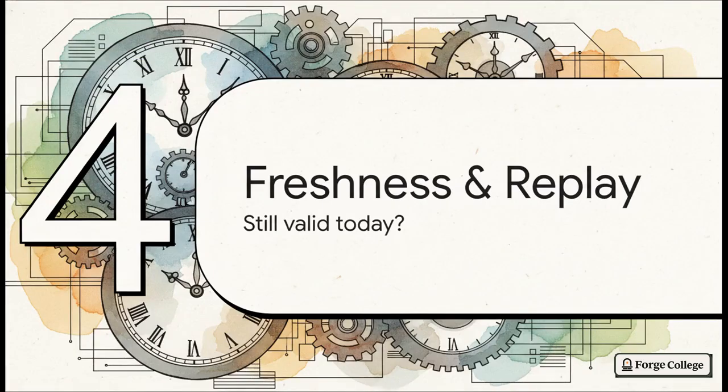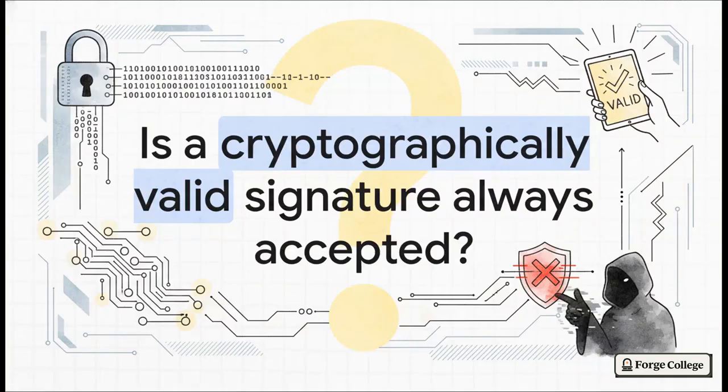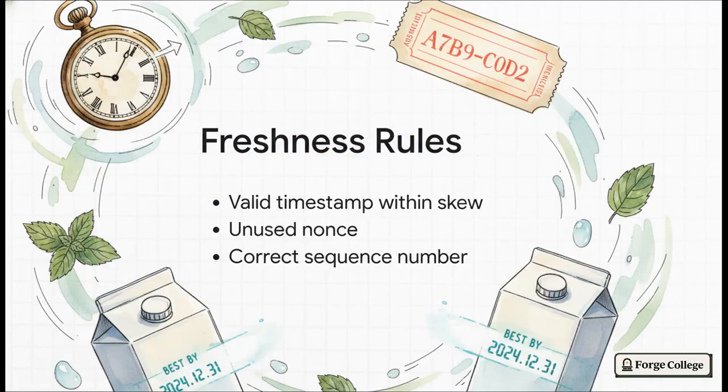Up next, Section 4, freshness and replay. Is this ticket still valid today? A lot of developers think the cryptography is the finish line. It's not. This brings up a critical question for anyone building in Web3. If the math is perfect and the signature is 100% cryptographically valid, do we automatically let the message through? The answer to that is a resounding no.